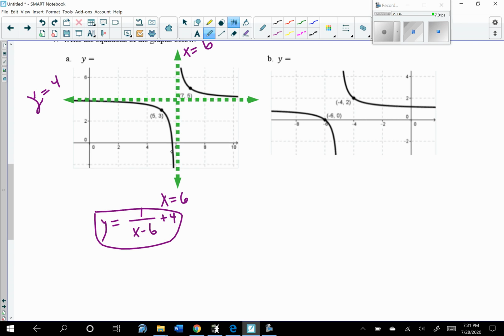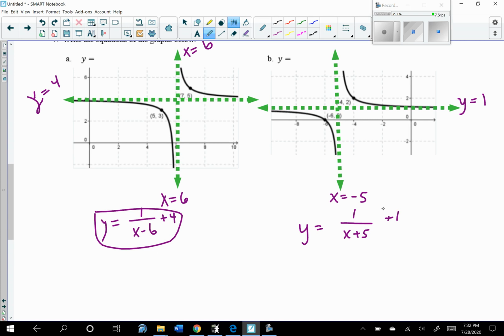Over here, do the same thing with your asymptotes. So it looks like we have a vertical asymptote at x equals, that's -4 here, and -6, so -5. And at y equals, if this is at 2 and that's at 0, that would be y equals 1. Now notice that, again, these are in these two quadrants, so that means we're going to use a positive value. If it was in the other two, I would use negative. So y is equal to 1 over x plus 5 plus 1. And that's it.